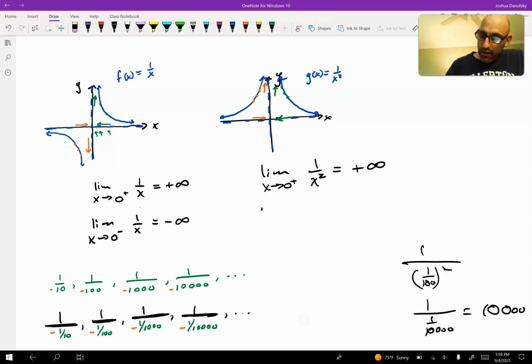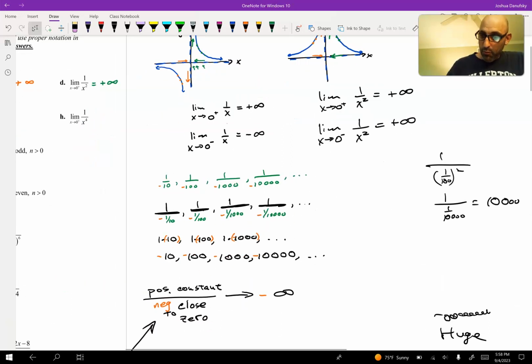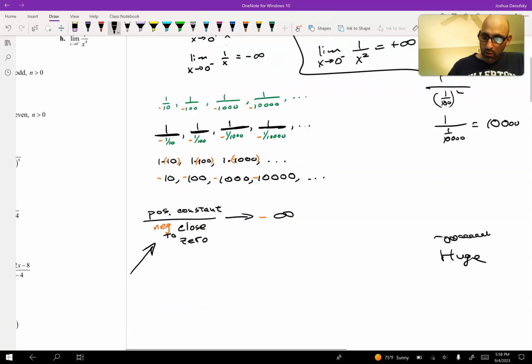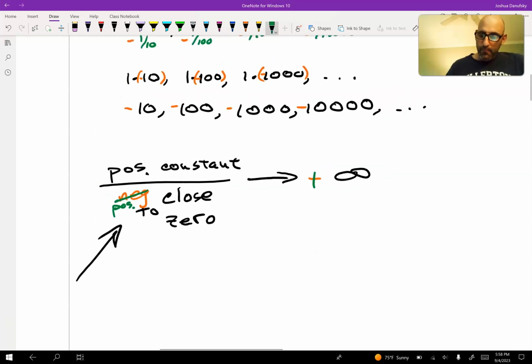Even if all of our x values are negative and close to 0, like this, meaning they're just below 0, when we square those values, they're all going to go positive, so this one's also going to positive infinity. So in both of these cases, I should say, we had positive close to 0, right? Because we were squaring our negative and positive values, and we got it going towards positive infinity. So there's that. Okay.